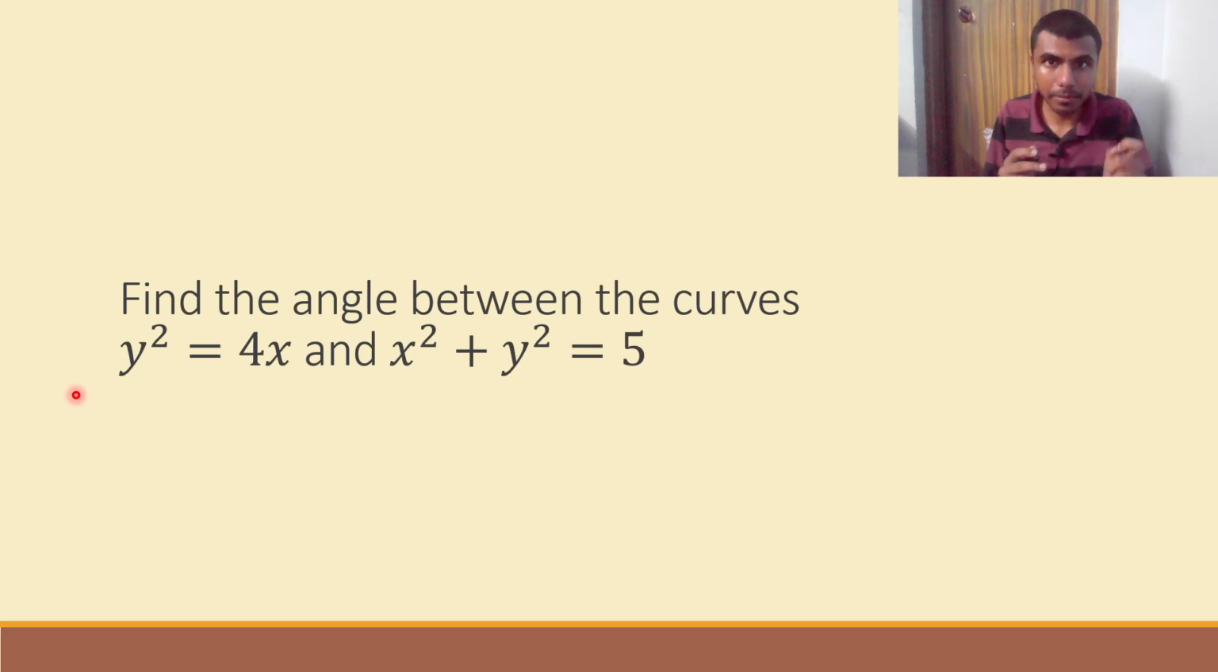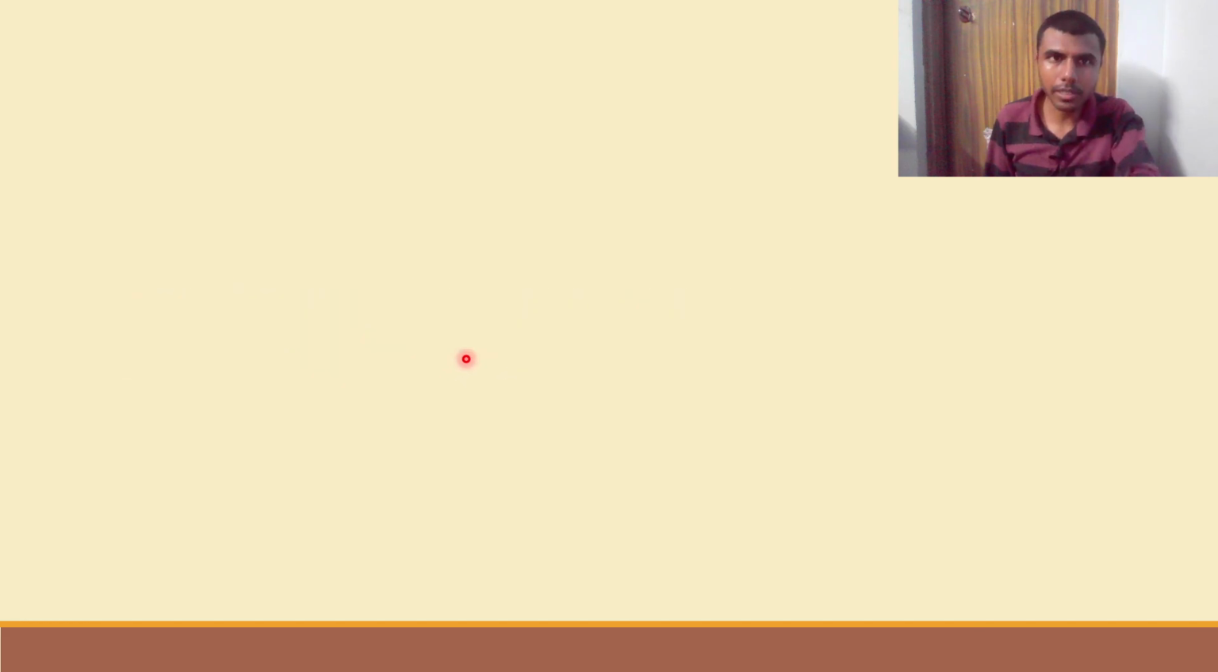To find the angle between curves, we need to first find their point of intersection. At the point of intersection, we'll find the slopes of tangents, and then we'll find the angle between the tangents. That gives the angle between the curves. Now let's get started.